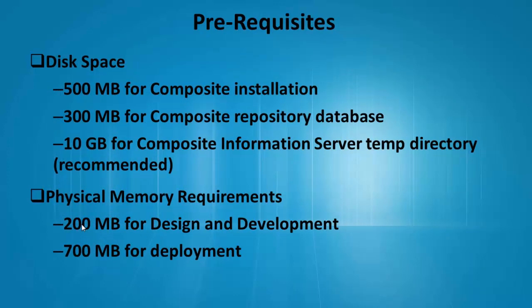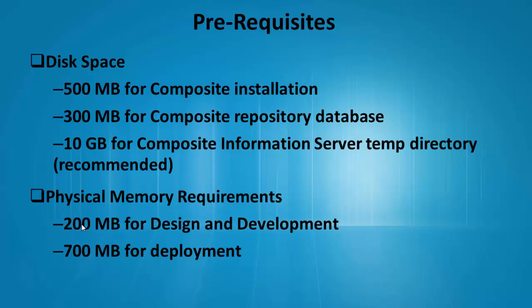These are the prerequisites to install Composite Information Server on the Windows machine. For the disk space prerequisite, you would need 500 MB for composite installation, 300 MB for composite repository database, and 10 GB for Composite Information Server temp directory. The Composite Information Server creates a temp directory for computational use on the same partition on which it is installed. Processing of large queries can take more than 10 GB of disk space.